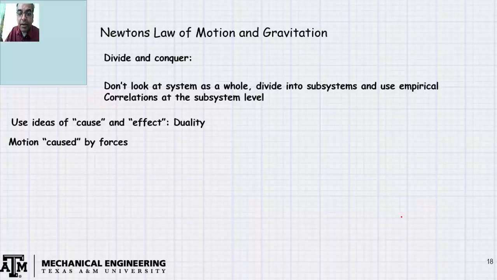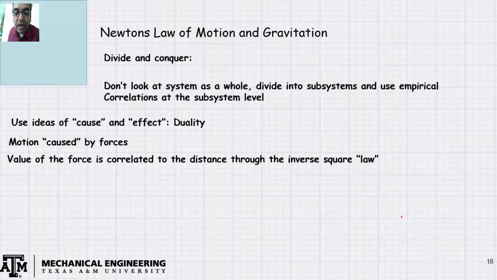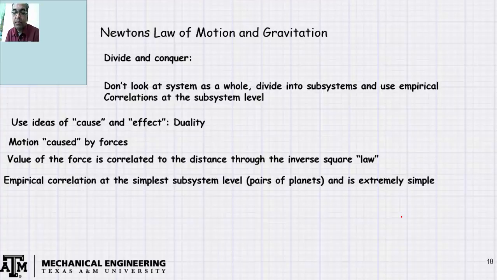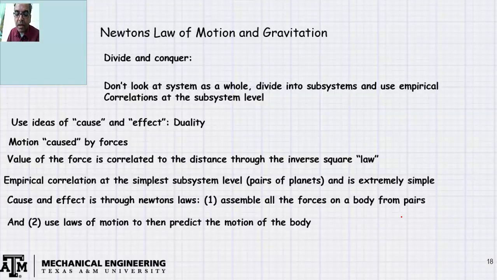Okay, so the idea behind Newton's laws is that motions are caused by forces, and the value of the force, this is the correlation, is correlated to the distance between particles through the inverse square law. So whenever we say law, we mean some kind of correlation. Okay, so the empirical correlation is at the simplest subsystem level, pairs of planets, and is extremely simple. Right? Cause and effect is through Newton's laws.